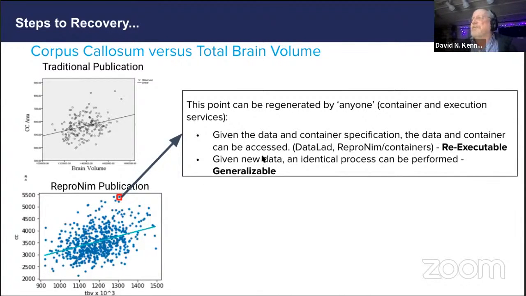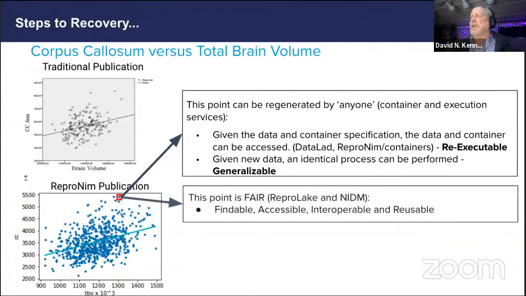If I take different data, I can do the exact same analysis. If I take that same data and open up that container, I can change the tool, I can change the parameters on that, and so be able to explore the generalization of that point, because all of its history, all of its execution, all of its generation can be captured in a formal way.